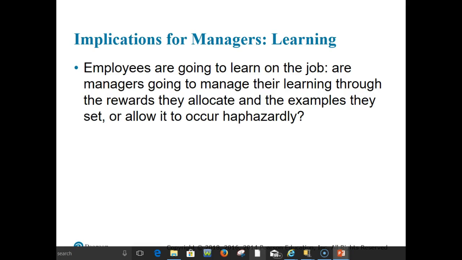So if managers want behavior A, but reward behavior B, they shouldn't be surprised to find that employees learning to engage in behavior B. Okay? I'm going to say that again. If managers want behavior A, but reward behavior B, they shouldn't be surprised to find employees learning to engage in behavior B. Similarly, managers should expect that employees will look to them as models. That's why they're important and relevant terms such as lead by example or model of behavior.